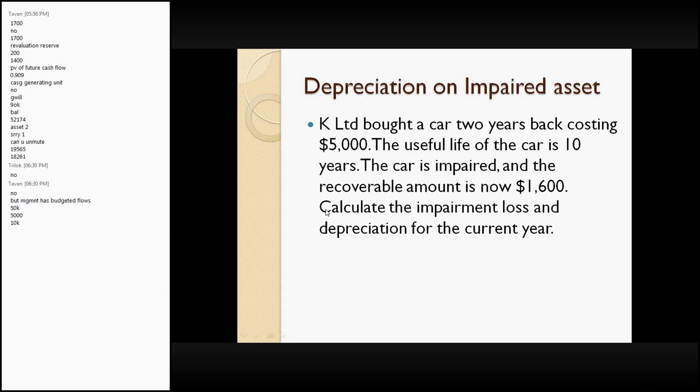Now, depreciation on an impaired asset. K Limited bought a car 2 years back costing 5,000. The useful life of the car is 10 years. The car is impaired and the recoverable amount is 1,600. Calculate the impairment loss and depreciation for the current year.